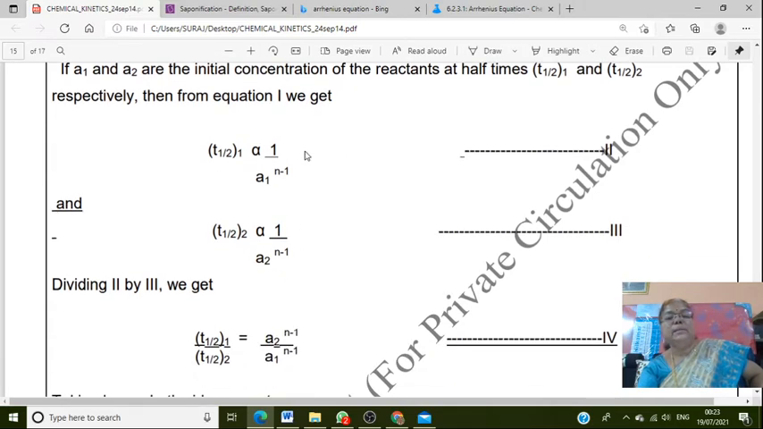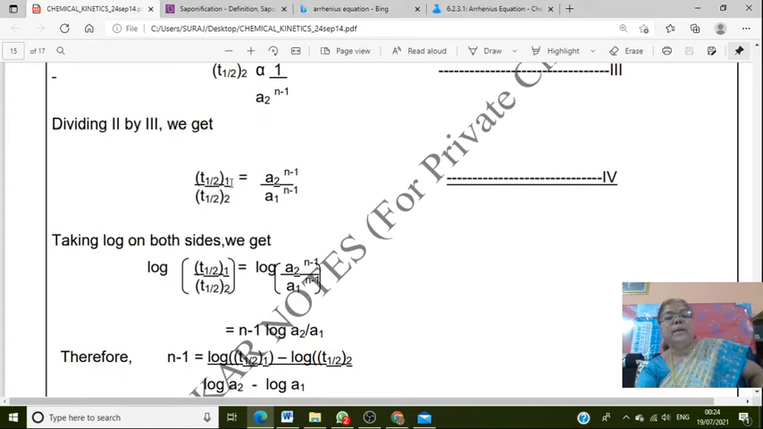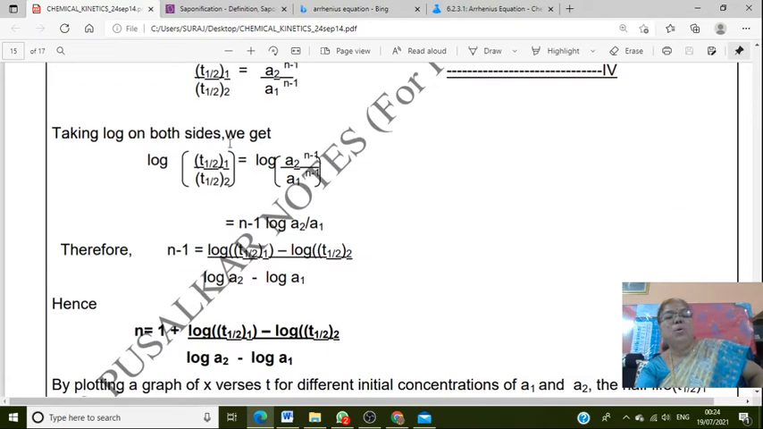And dividing this equation number 1 by this equation, we can write T1 by T2 is equal to A2 raised to n minus 1 upon A1 raised to n minus 1. Or we can say that T1 by T2 is equal to (A2 by A1) raised to n minus 1. Then taking log on both sides, we can write log of T1 by T2 is equal to log of (A2 by A1) raised to n minus 1.